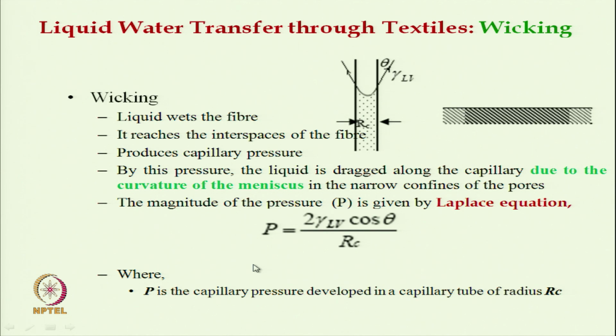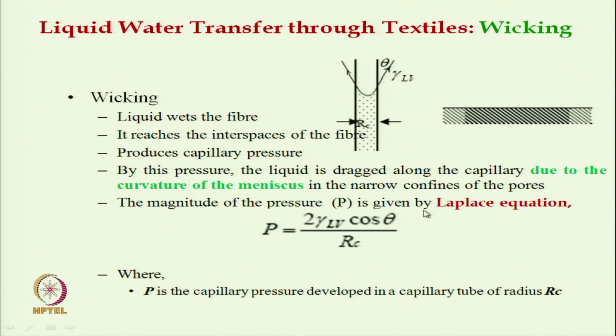After wetting, next is wicking, and wicking is followed by this Laplace equation. In this Laplace equation, P is the capillary pressure generated within the capillary, the space within the structure of the material, where theta is the contact angle. So, if we can reduce the theta, that is increase cos theta, we will be able to have higher capillary pressure.